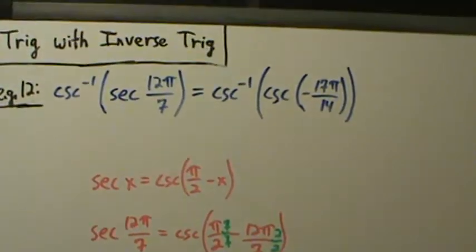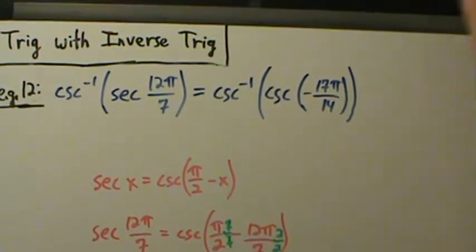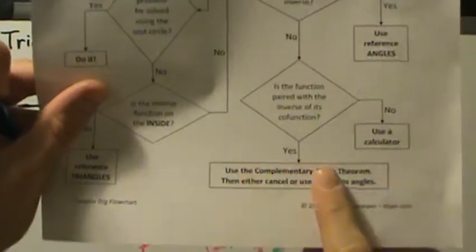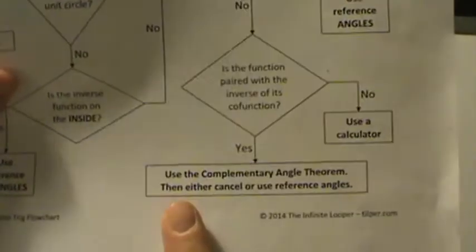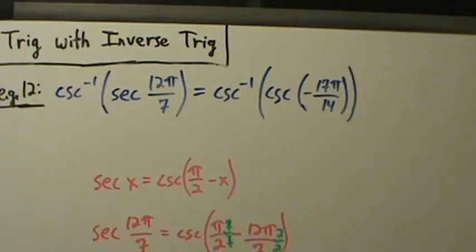All right, what's happening next? What did the flowchart say to do next? The flowchart said to use the complementary angle theorem, which we technically did, even though it's not an acute angle. We use this general fact, like we mentioned in the last video, so keep that in mind. And then either cancel or use reference angles. So can we cancel? What was the rule for canceling with inverse cosecant?